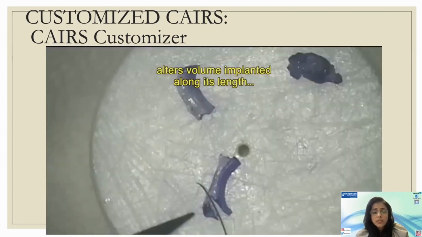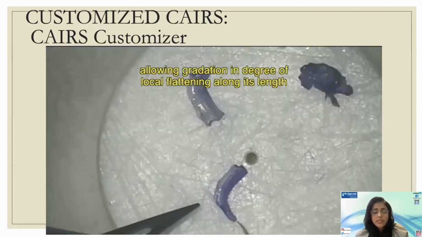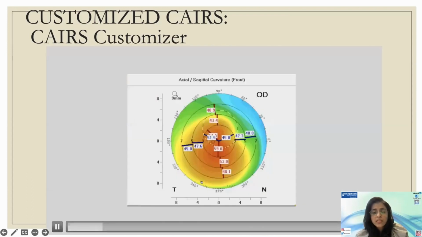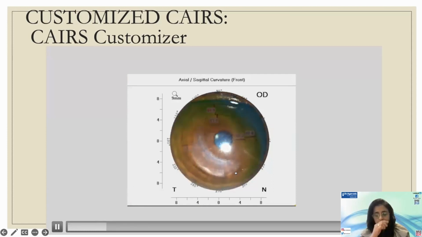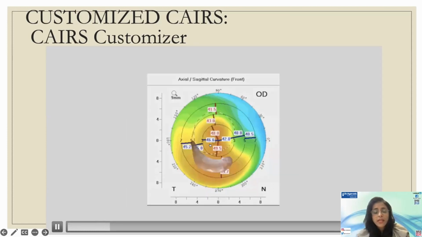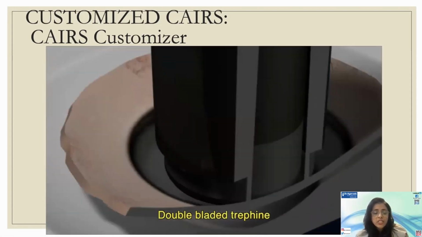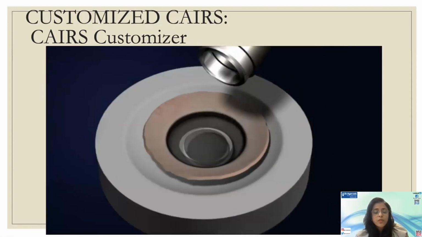And you can see this is how the CARES is cut, and that's how we customize it. Basically the customization is done so that you can get a gradient effect or a gradation of the effect, so that you do not want a uniform flattening everywhere just because the patient has got keratoconus. Sometimes you need differential flattening, and the customized CARES allows you to do that. So this is the technique.